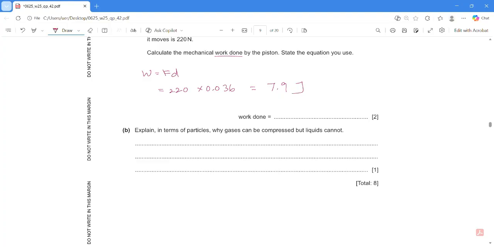Question B, explain in terms of particles why gases can be compressed but liquids cannot. So easy. Because the particles in a liquid are touching. Touching means they are close to each other, so you don't have any space to compress them together. But particles in a gas are far apart, so there are a lot of gaps between them and you can compress them easily.